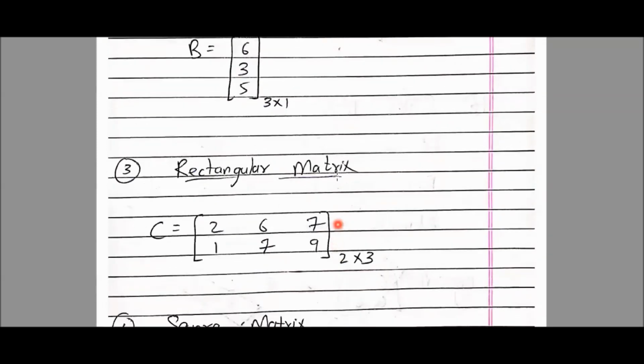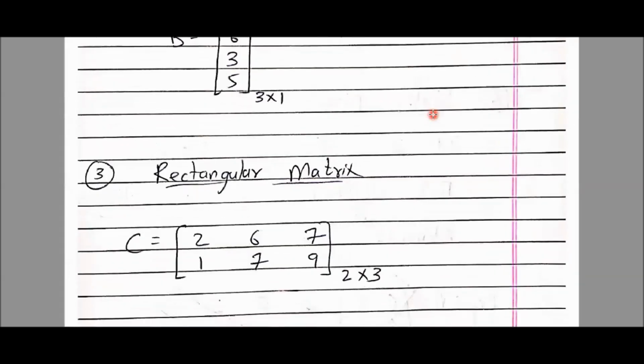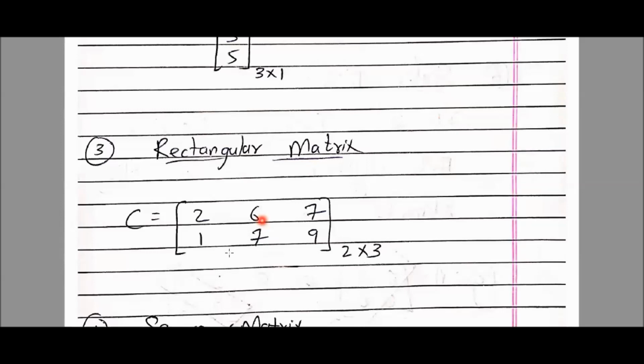Next comes the concept of rectangular matrix. On the screen, rectangular matrix. Listen to the definition clearly, please. If at any time you see that the order is unequal, that means the number of rows and number of columns are unequal, they are not the same, then the matrix becomes a rectangular matrix.